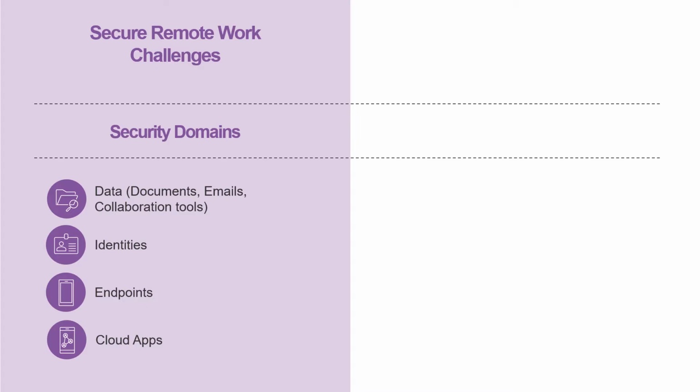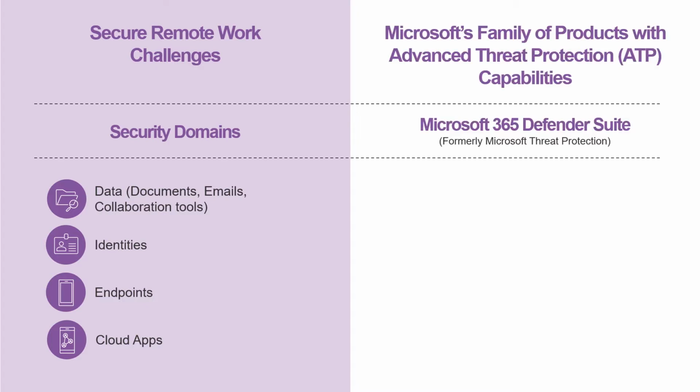So the good thing is Microsoft has a great solution for us here. And that's actually the family of products called Defender. They have advanced threat protection capabilities, or what is called ATP, which basically means that it can protect you against sophisticated attacks. That's basically what it means.